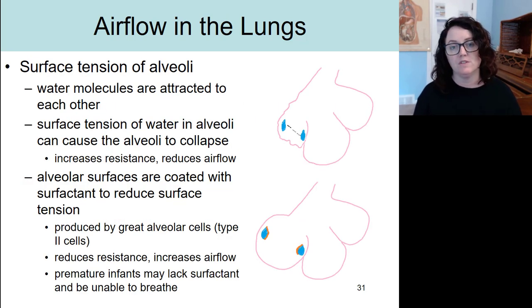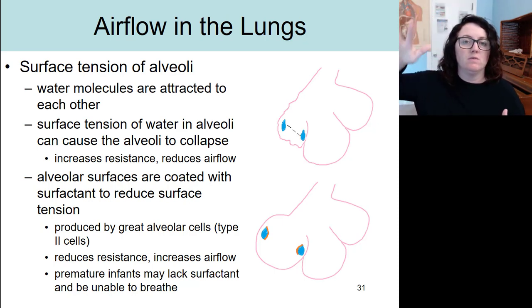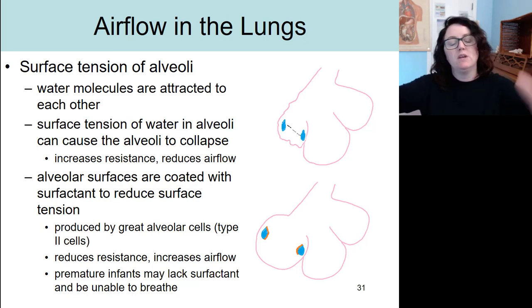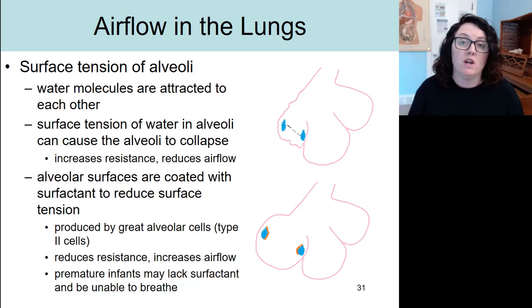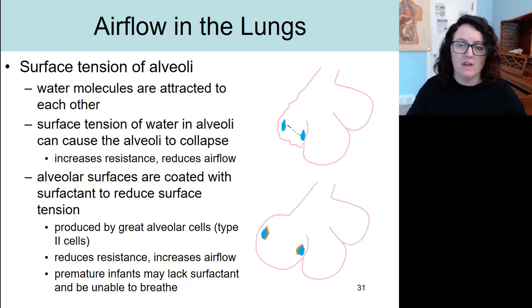Another thing that affects resistance is the surface tension of the alveoli. And this one is maybe a little bit harder to understand, so I've made some drawings that are kind of awful, but hopefully they get the point across. So both of these are drawings of alveoli, and the little blue things are supposed to be representing water, okay? So we have water lining the inside surface of all of our alveoli, because when we inhale air, there is water in air, right? And there's water in our body, so there's going to be water covering the surfaces of the alveoli. And water molecules attract to each other.